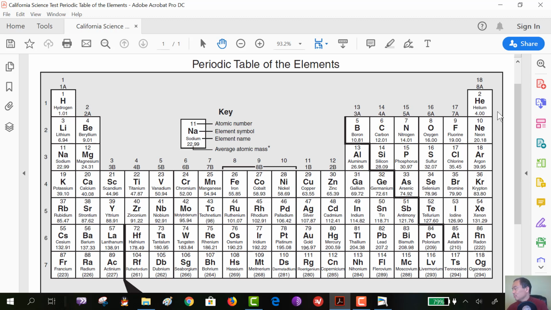How about nitrogen? We find nitrogen, and it's located in group 5A. So nitrogen will have 5 valence electrons. What about chlorine? Chlorine sits in group 7A. So chlorine will have 7 valence electrons. What about hydrogen? Hydrogen sits in group 1A. It has 1 valence electron.